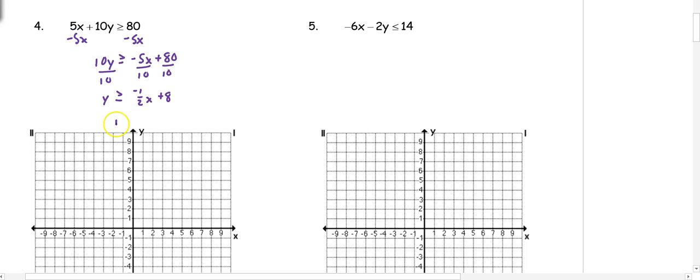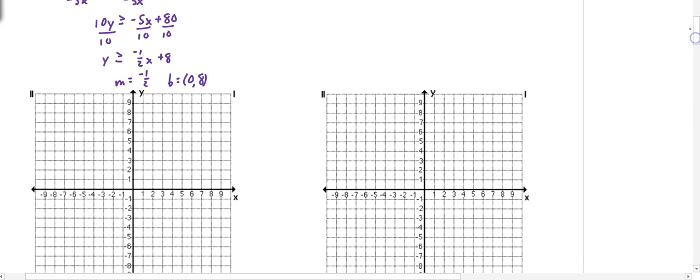In this case, my slope is negative 1/2 because it's the number in front of x, and my b value is 8, so (0, 8). On the graph, we're going to go to 8, and then we're going to use our slope. So we're going to go down 1 over 2 all the way across my graph.